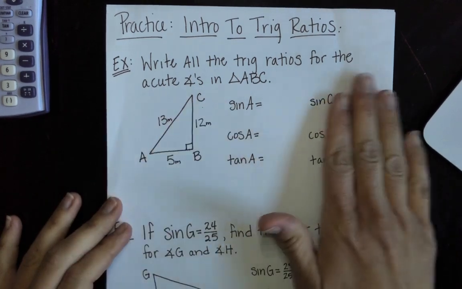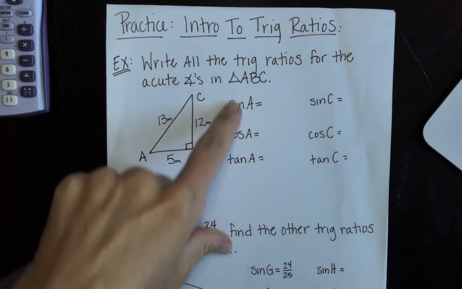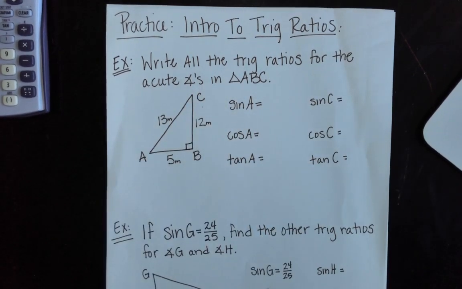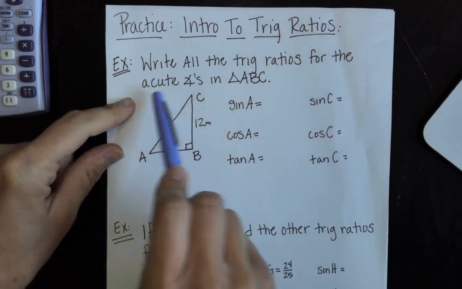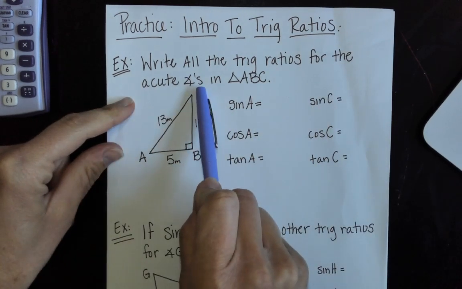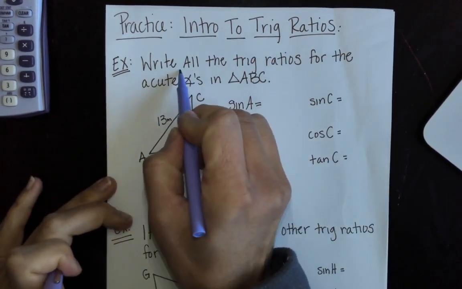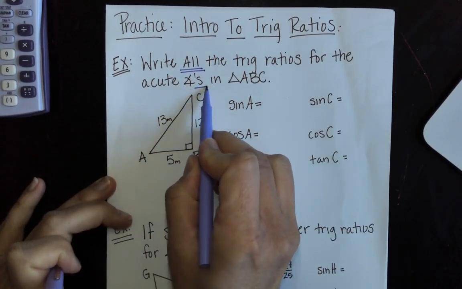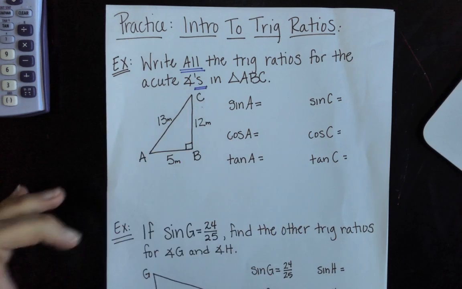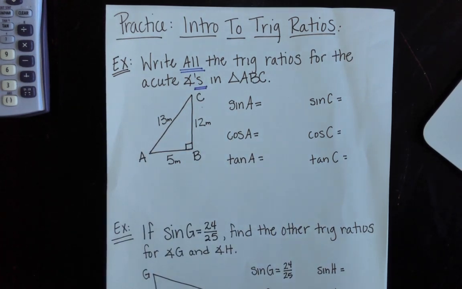So here's what our first problem looks like, and I even wrote down each of the ratios already for us. It does say that we want to write all the trig ratios for the acute angles, so we want to pay attention to the fact that we don't want just one ratio, we want all three, and we don't want just one of the angles, we want both A and C.